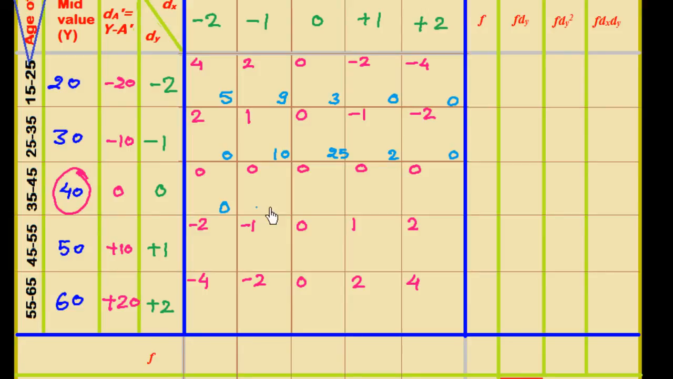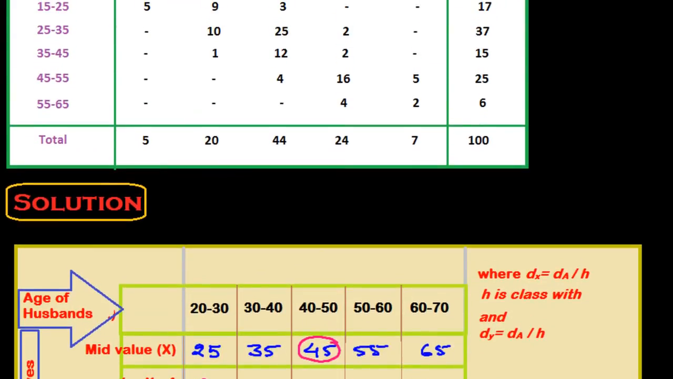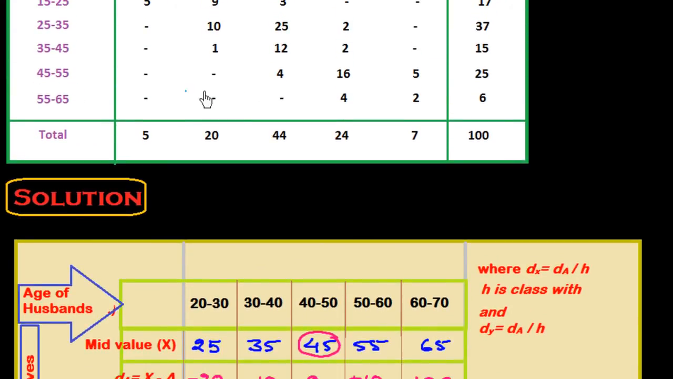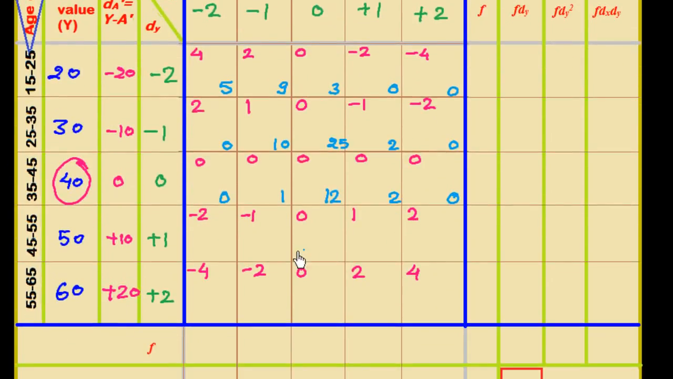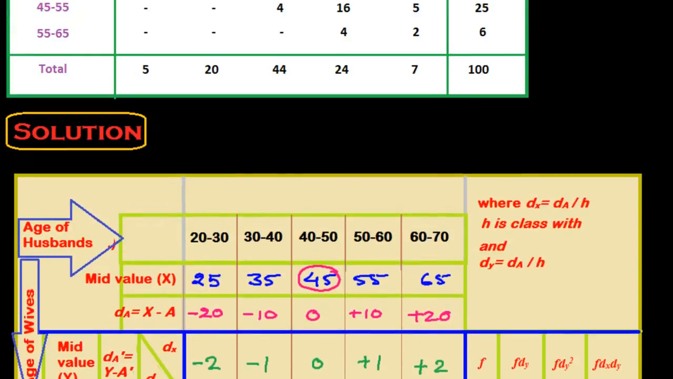Zero, 1, 12, 2, 0. This is our frequency for 35 to 45. Then 45 to 55 is 0, 0, 4, 16, 5. Here we have to write down 0, 0, 4, 16, then 5. And the last row, we see what happens.